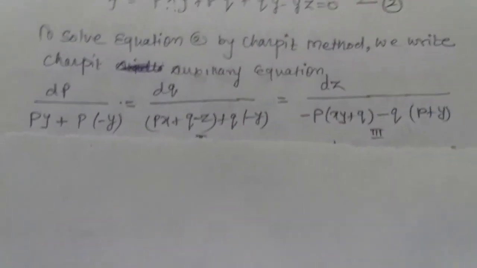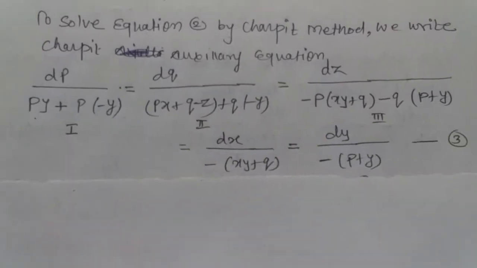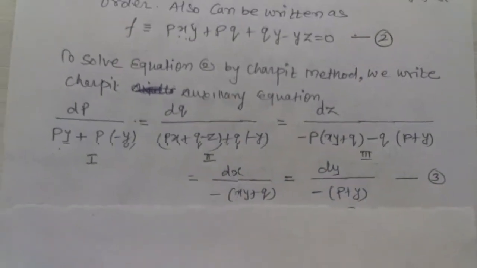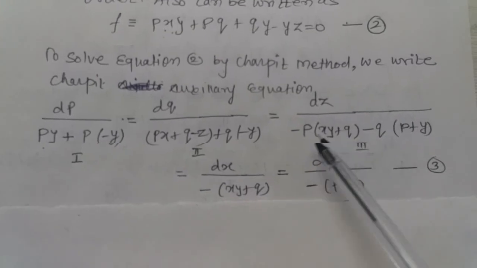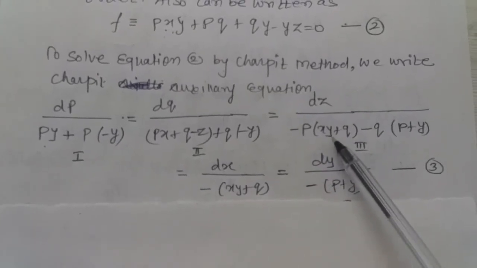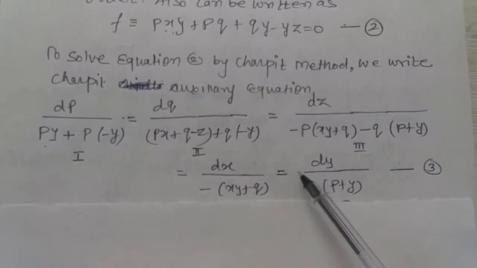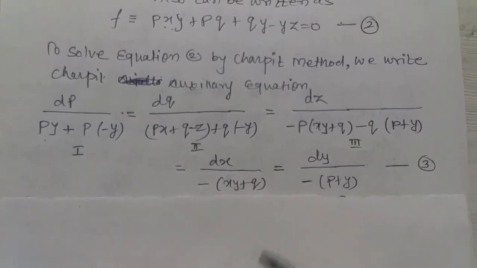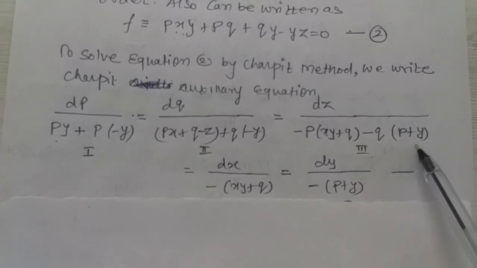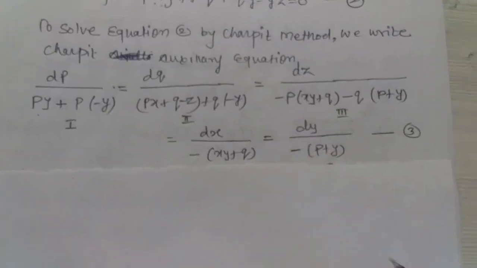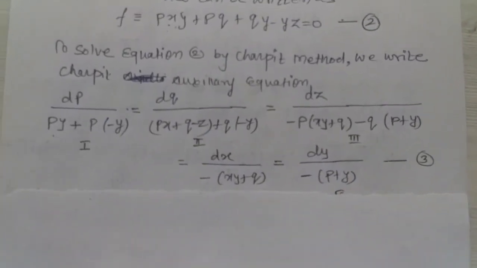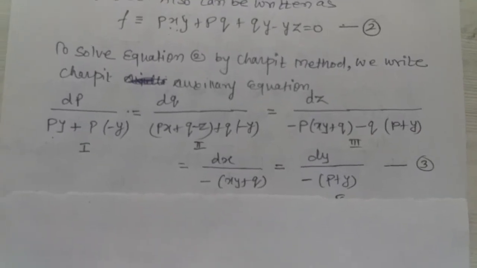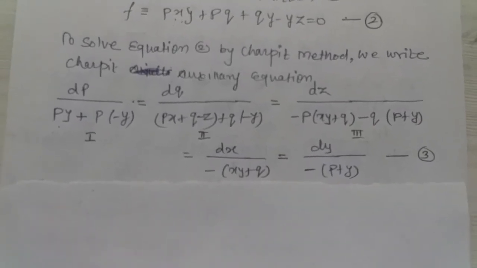Equal to dx upon del f by del p. So this is our del f by del p, xy plus q, equal to dy upon minus del f by del q. So this is del f by del q. So this is the Charpit auxiliary equation corresponding to the given equation.